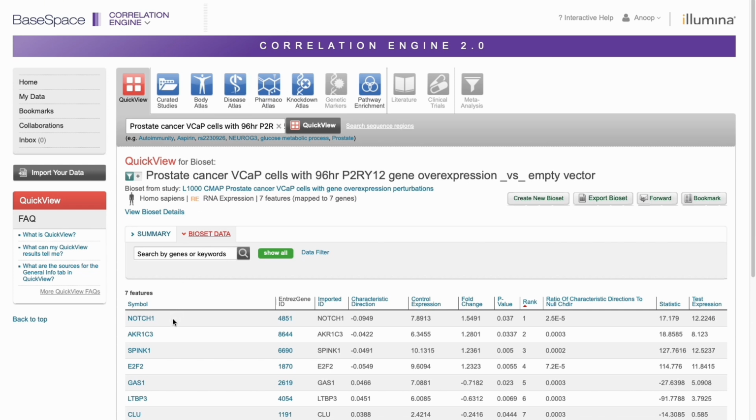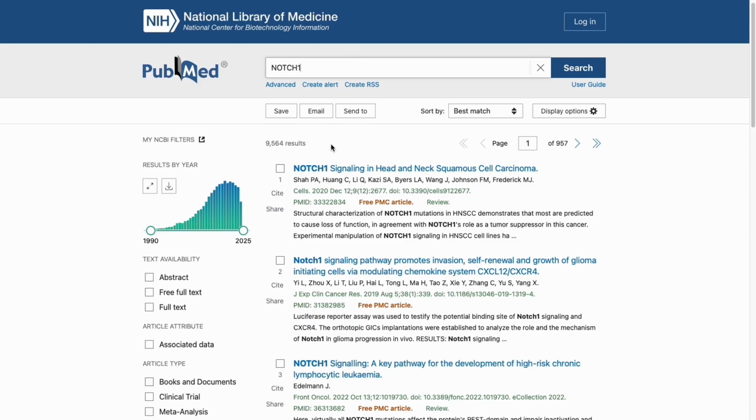For a gene such as Notch1, the top-ranking gene in this alternate prostate cancer cell line study, if we search for the gene in PubMed, we see over 9,000 matching papers, including reviews to help figure out why Notch1 may be altered in that study and what effect it may be mediating in the cell line.